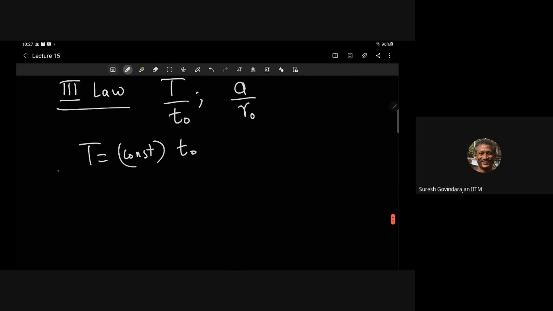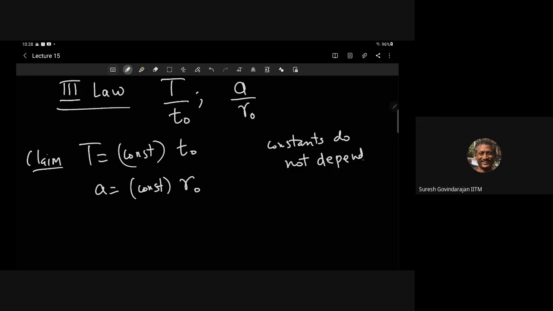This is a claim. And similarly, a will be another constant times r naught, because these are the only length scales. By a constant, I mean constants that do not depend on any parameters, on say mu, k, or l. All that dependence is buried here. This is what it says.